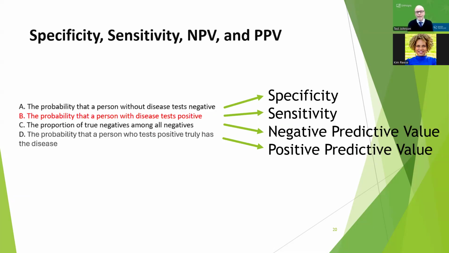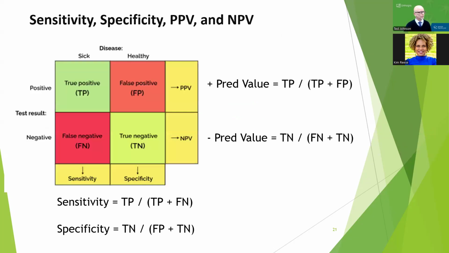Specificity is true negative. Sensitivity is a true positive. And now we've got C and D as our negative predictive value and positive predictive value. The proportion of true negatives among all negatives is negative predictive value. The probability that a person who tests positive truly has the disease is positive predictive value. So let's walk through this in a couple of slides, and then we'll show you an online tool that you can use to go through this yourself.